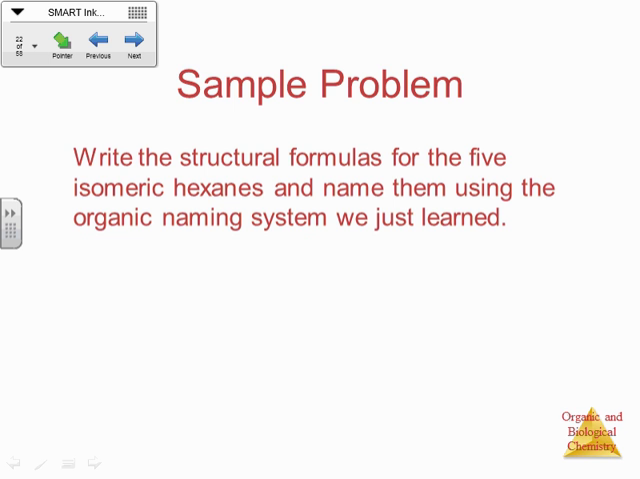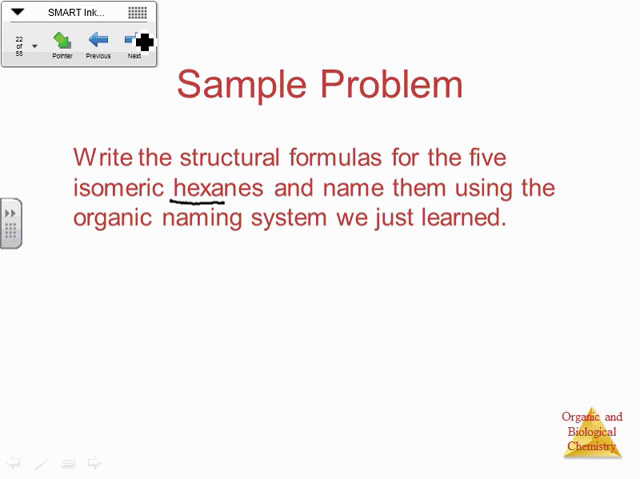Okay, structural formula for the 5 isomeric hexanes, and name them using the organic naming system we just learned. Well, that's intense. So the 5 isomeric hexanes. Okay, in other words, we want to talk about the 5 different isomers that can be formed from the hexane chain. All right, so hexane, if you look back, or even just think about it, I mean, hexagon, that's 6 sides, so we've got 6 carbons here.